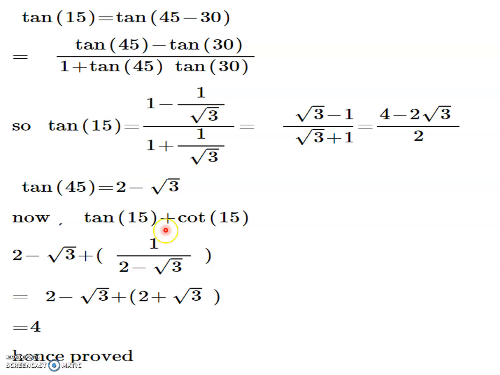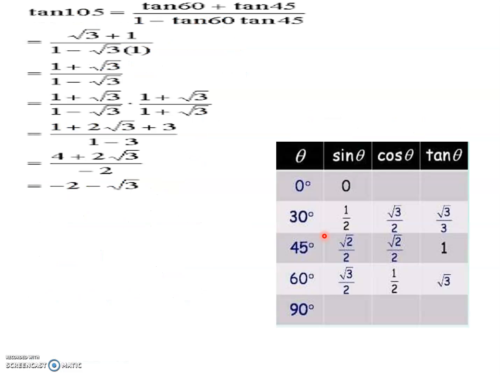Be careful, tan 15 plus cot 15. Tan 15, we take the derived expression, is 2 minus root 3. Cot 15 is 1 upon 2 minus root 3, which is 2 plus root 3. Simplification goes on. So we derive 2 minus root 3 plus 2 plus root 3. Final answer is 4. So in this way we have to prove both the examples.